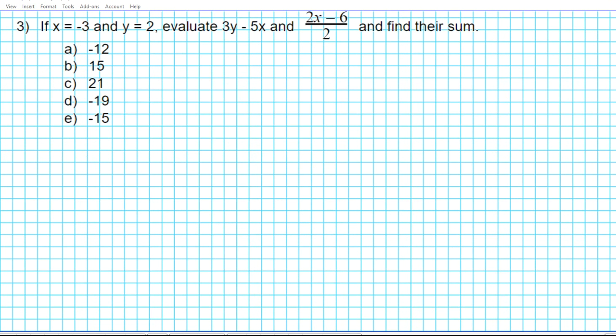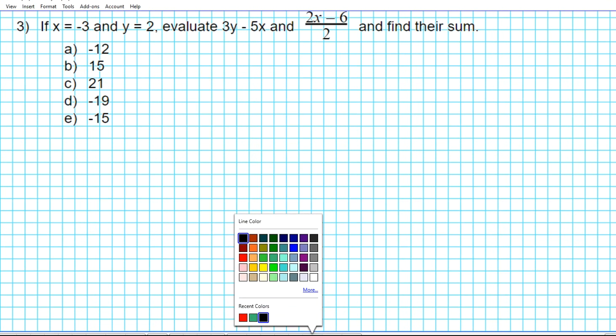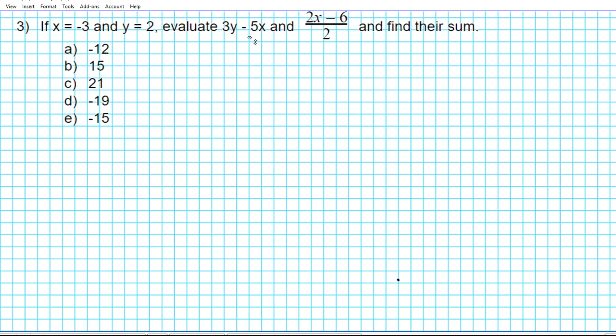Alright, for number 3, it says if x is equal to -3 and y is equal to 2, evaluate 3y minus 5x and (2x minus 6) over 2, and find their sum. So part 1, we're going to evaluate first. Let's start with 3y minus 5x.